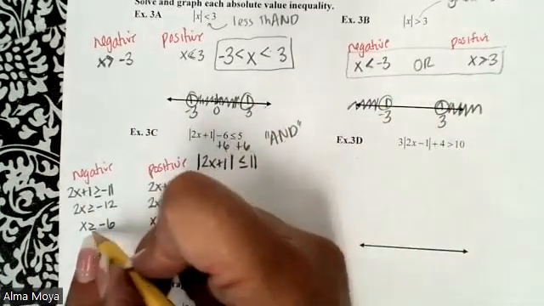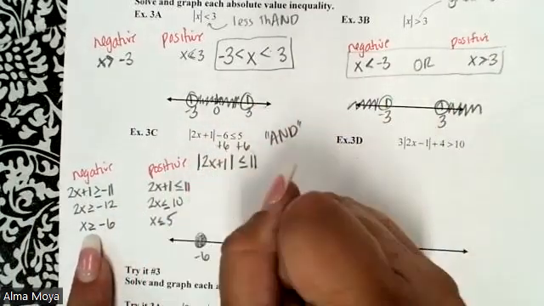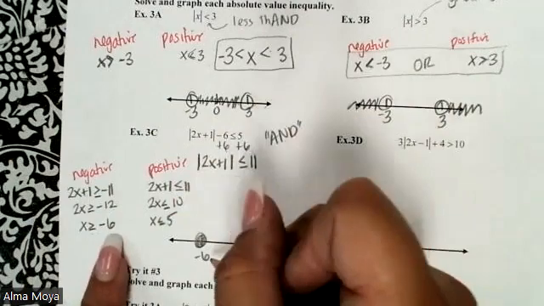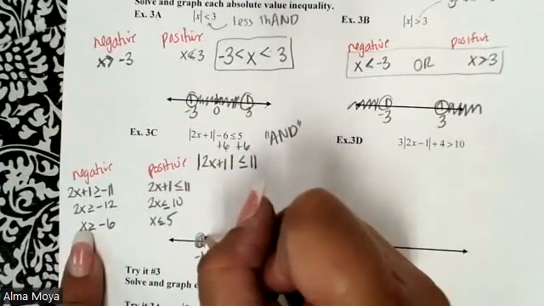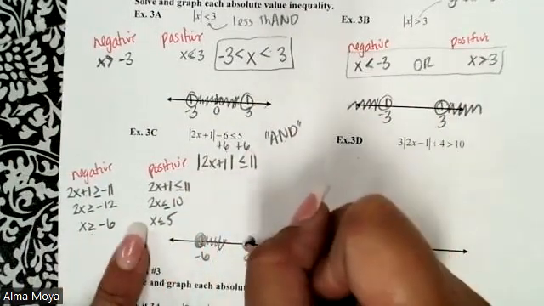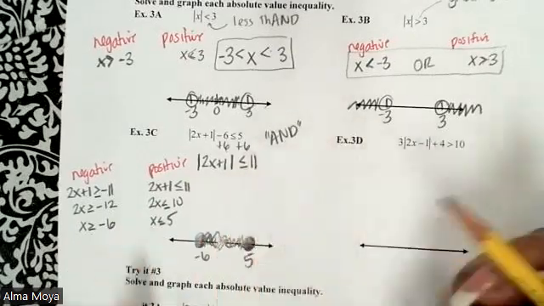They are both closed circles because the line's on the bottom. At -6, the arrow is going to the right. At +5, the arrow is going to the left.